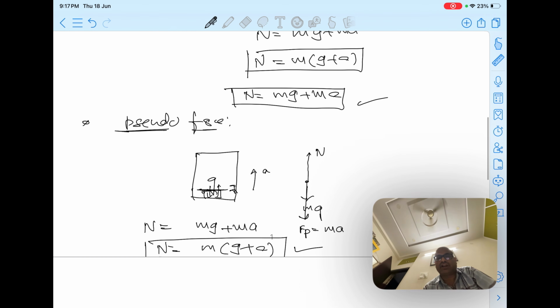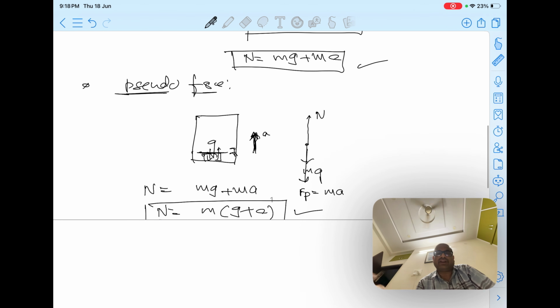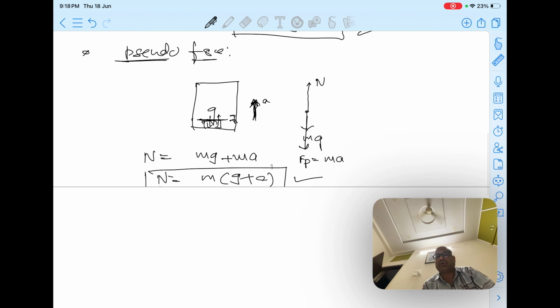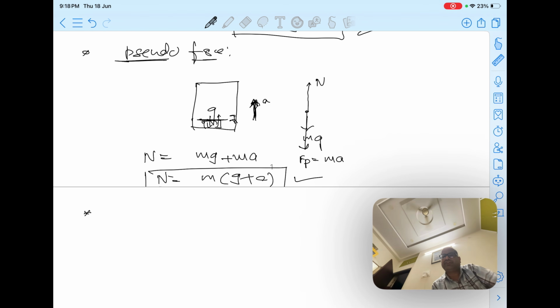Or we can also do it by any accelerating frame, where we talk about a fictitious force, a pseudo force, for applying Newton's laws. Therefore, when the accelerating frame is upward, the pseudo force is downward. So you can write it down and talk about equilibrium. Now this is the case when the elevator or lift is moving upward.